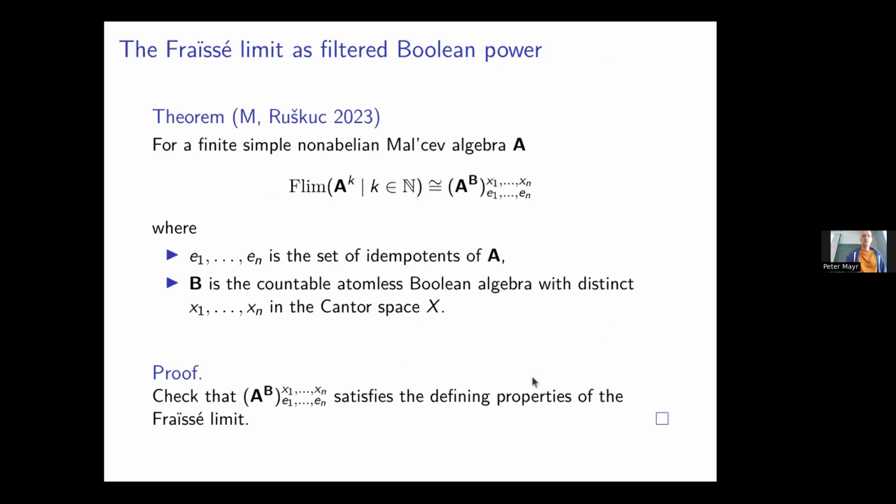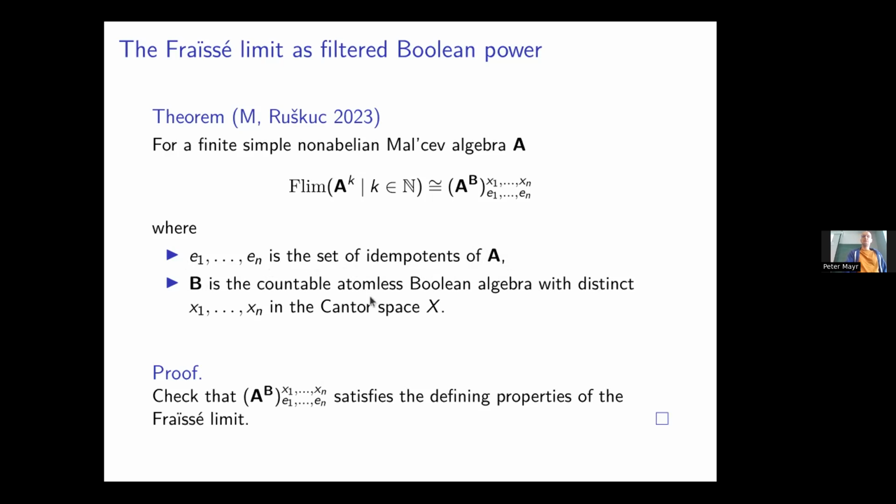So now the result that was promised in the abstract: for a finite simple non-abelian Maltsev algebra A, the Fraïssé limit of finite direct powers of A is isomorphic to a filtered Boolean power of A by B. What do I have to filter by? e1 to en is the set of all idempotents of A. So a list of one-element subalgebras, if you will.